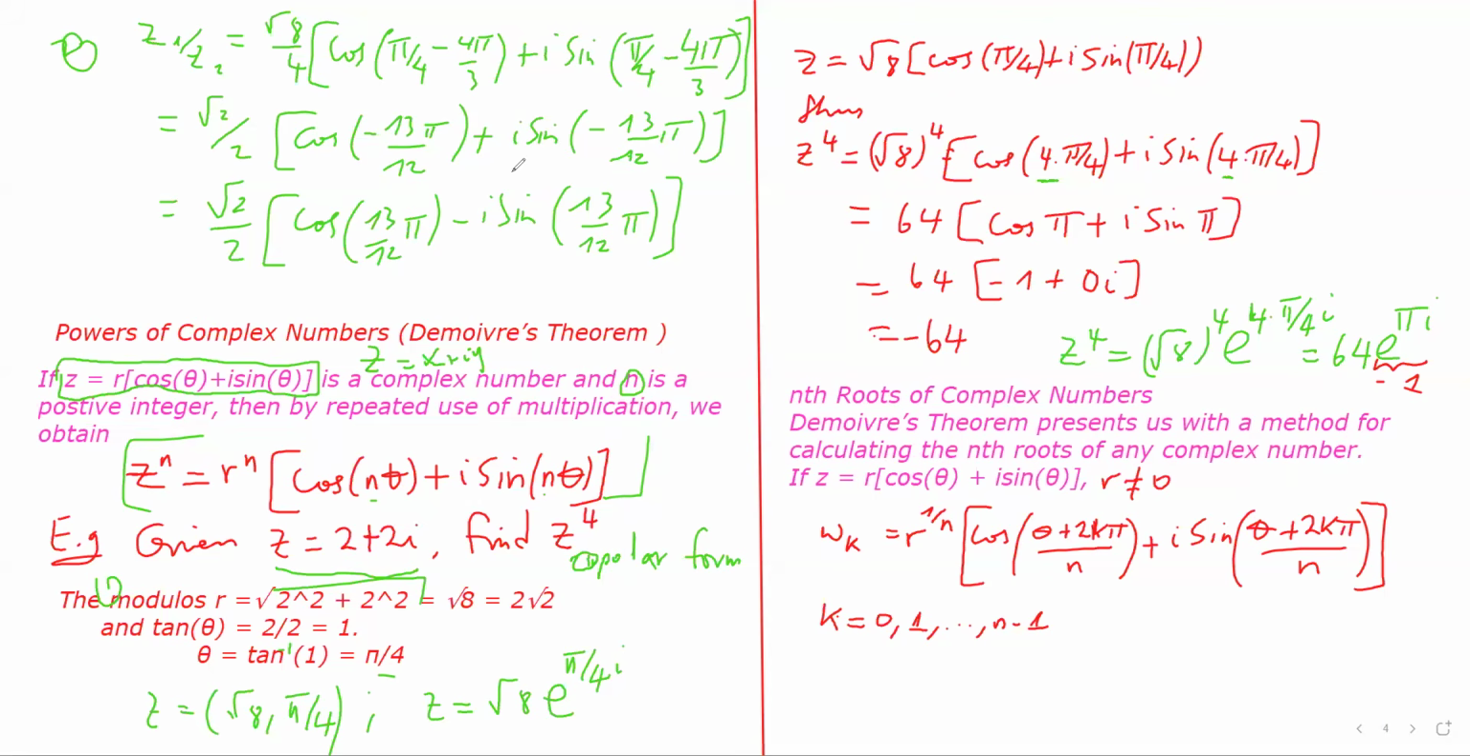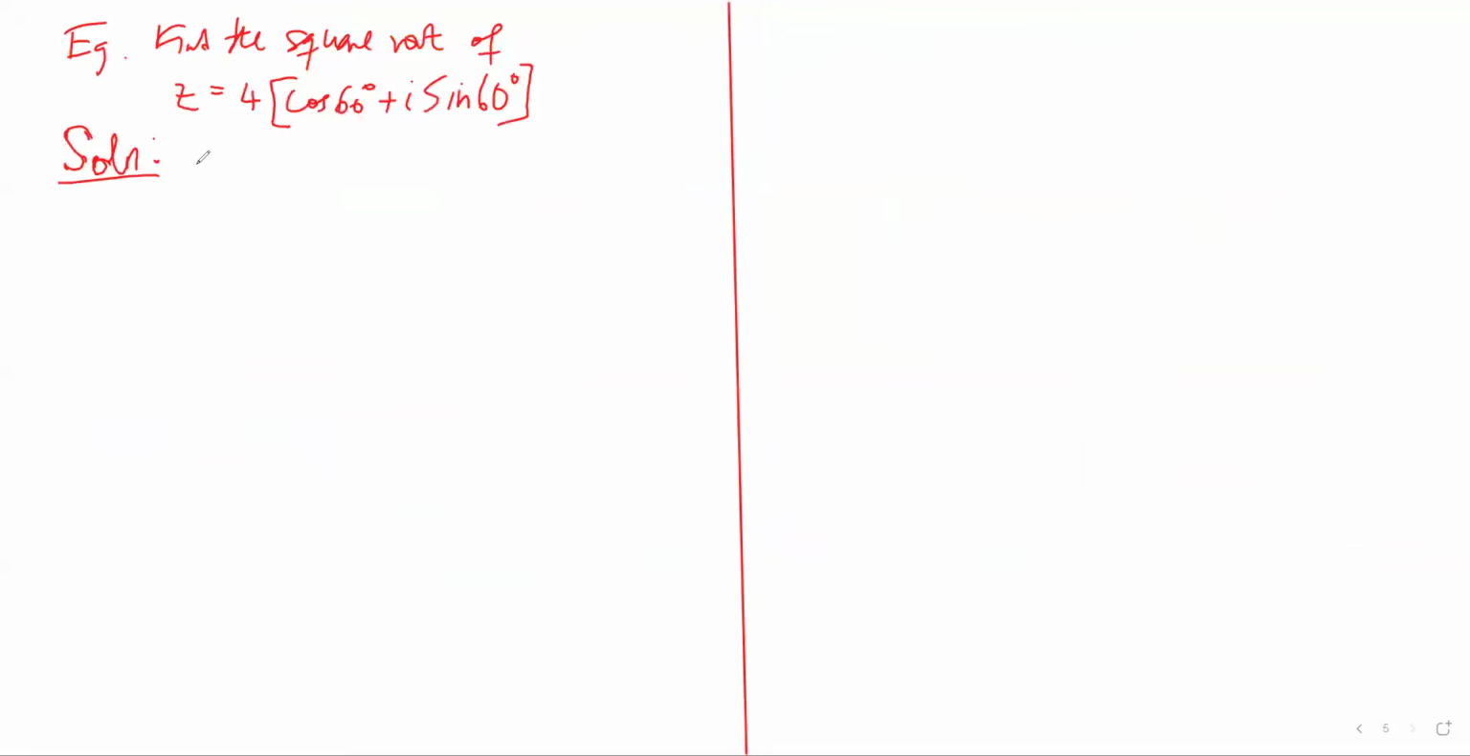If you have a complex number in trig form or polar form, then the roots are written as the kth roots w_k equals r to the power 1 over n times cos of (theta plus 2k pi) over n, plus i sine of (theta plus 2k pi) over n, where k goes from 0, 1, up to n minus 1. So let's take an example, and then we will end the lectures on complex numbers.